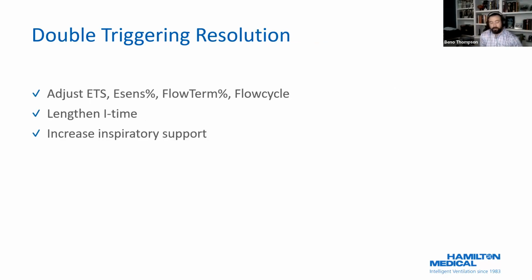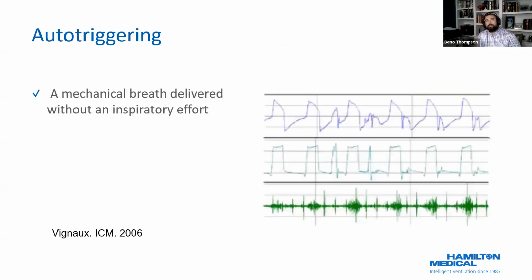Well, number one, you turn your cycling criteria down. Okay, in a control mode, it's very easy. You lengthen your eye time. And then in both modes, you can also try increasing support. I generally go with the first two options when I'm at the bedside because you don't have to have a conversation with the doctor or the rest of the medical team. You can just do it usually. Although increasing support, you're going to have a conversation. So I usually go with the first two first, see if I can fix it that way.